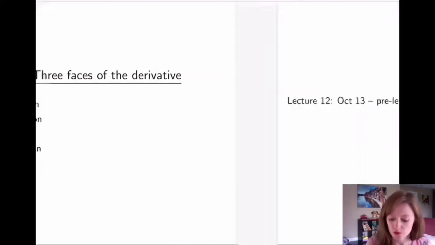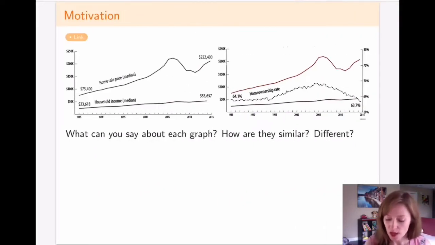compute a derivative. So here are some of the graphs that describe home sale prices, household income, and home ownership rate in the United States of America between 1985 and 2015. So maybe just pause the video for a minute and stare at these graphs and think about how would you verbally describe them. What is similar about these graphs? What is different about these graphs? How would you describe the trends in these graphs?